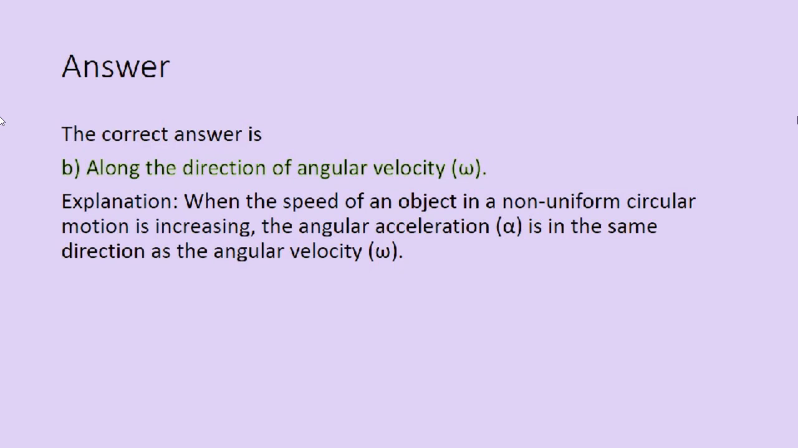And the correct answer is option B, along the direction of angular velocity omega. Explanation. When the speed of an object in a non-uniform circular motion is increasing, the angular acceleration alpha is in the same direction as the angular velocity omega.